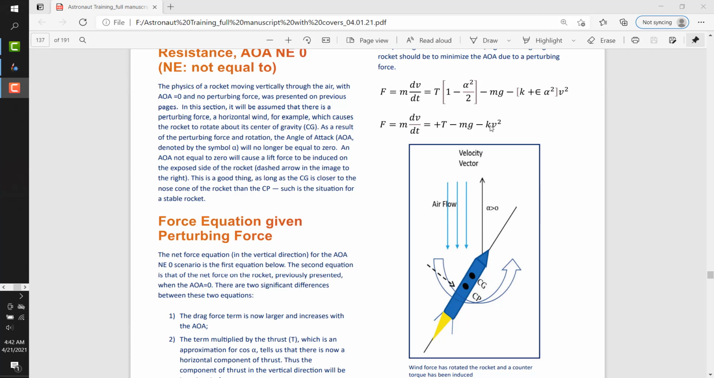Also, this term is now this term. So this constant has gone up with the angle of attack, meaning that the drag force has now increased. You want to design rockets such that for a given wind force, this angle of attack is as small as possible.